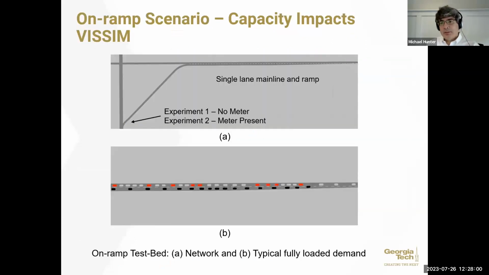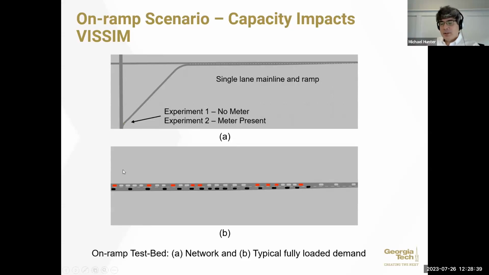So we decided to flip this around and look at maybe some capacity impacts, looking at an on-ramp situation. We're going to look at sort of a worst case. We're really trying to break out the parameters and understand what the variables are. So we look at a single lane main line and also a single lane ramp, and then we're going to have the ramp essentially merge in. We are going to do two sets of experiments here. The first experiment assumes that there's no meter on the ramp. In the second experiment, we're going to put a meter present to see if we can mitigate some of the effects we saw early on.